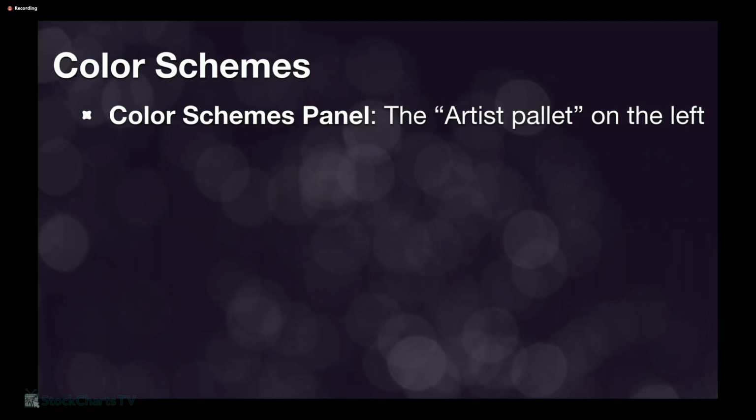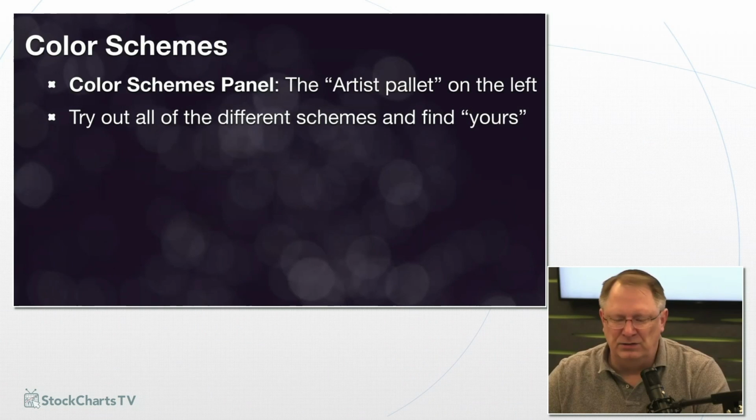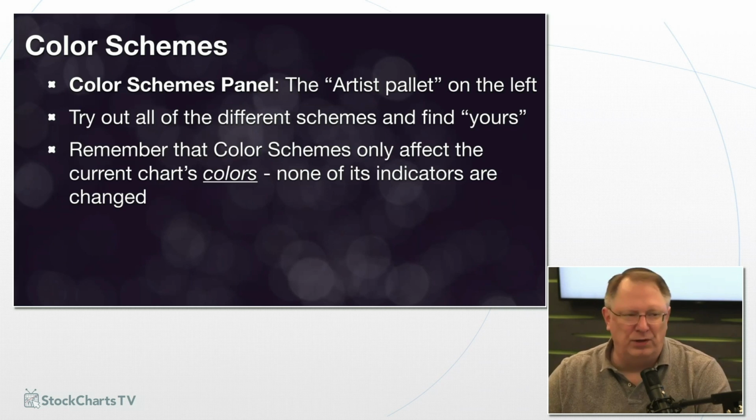The first panel I want to introduce you to is on the left. It's called the color scheme panel, and this is the fun one. This is an easy one. You can't hurt yourself. You might want to spend a little time looking at all the different chart color schemes that we have, to see if there's one that you really like. There's an icon on the left side that looks like an artist palette. That's the one for color schemes. I strongly recommend that you try out the different ones and find the one that's yours. The one that's mine is probably that blue one I really like.